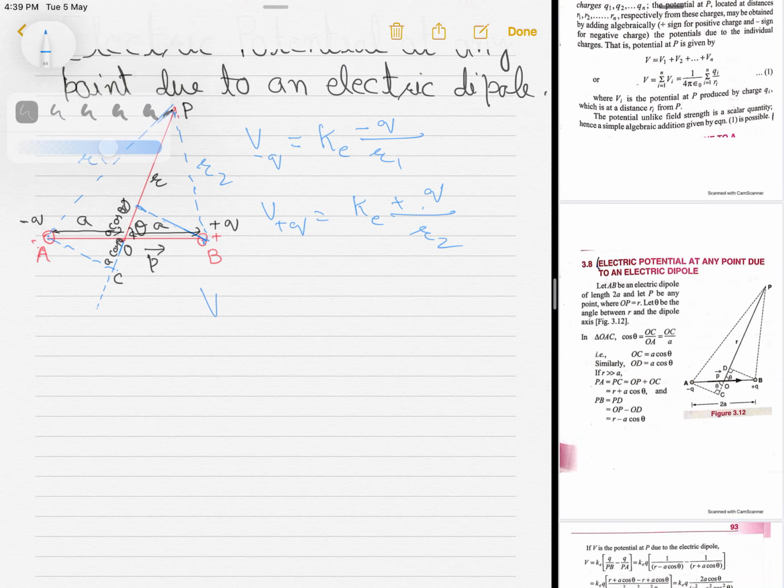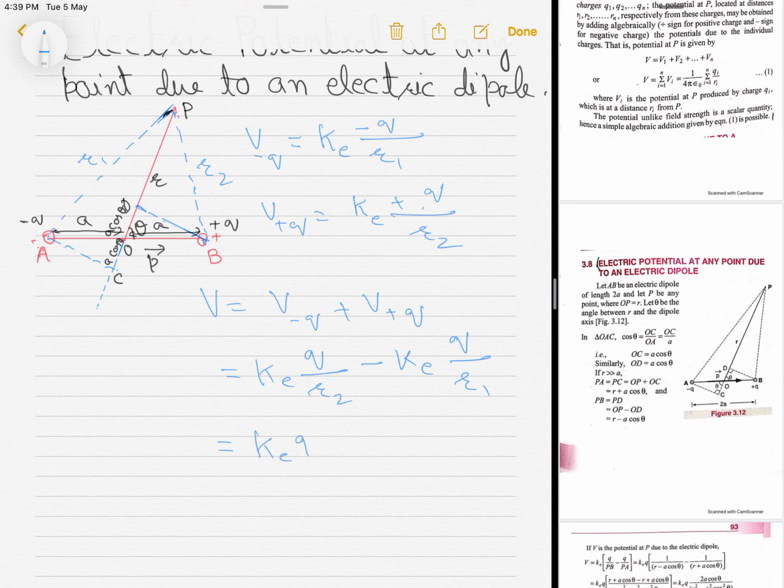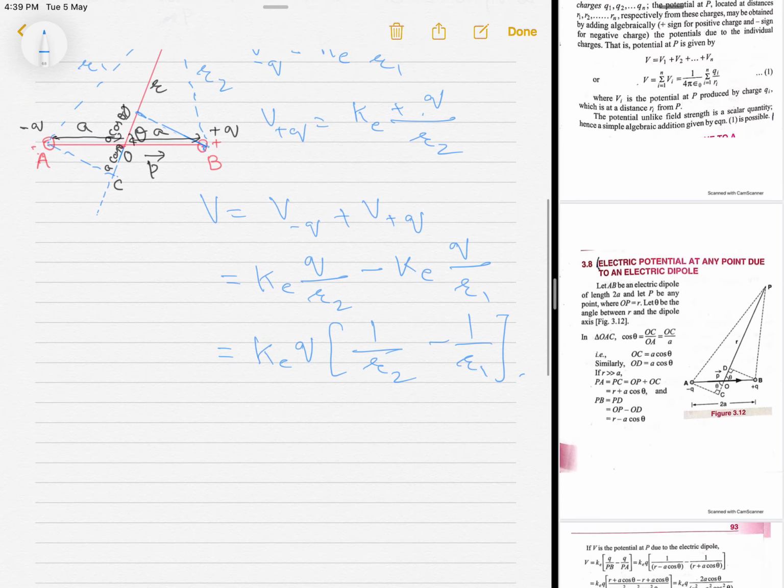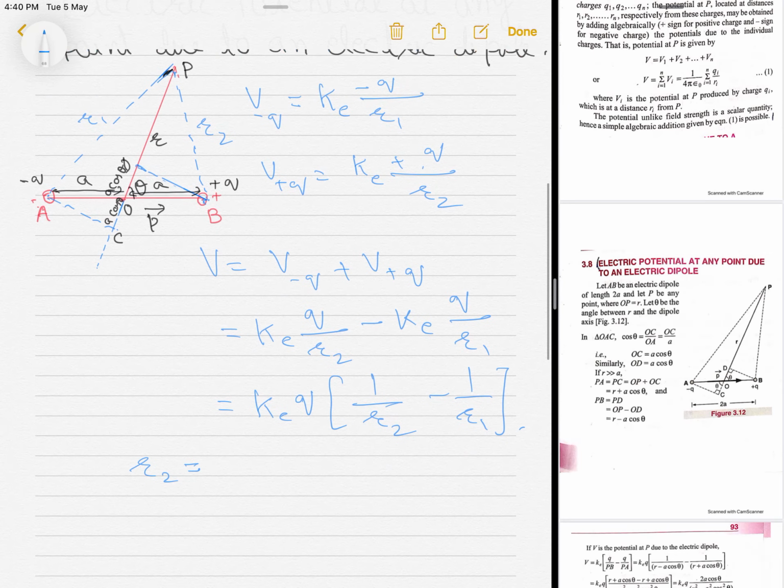And V plus q is equal to Ke plus q upon r2. So, the net potential V is equal to V minus q plus V plus q. Putting the values, Ke q by r2 minus Ke q by r1. You can take Ke q common: 1 upon r2 minus 1 upon r1. r2 is equal to PB.